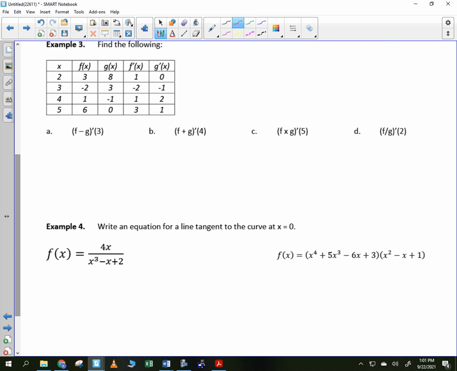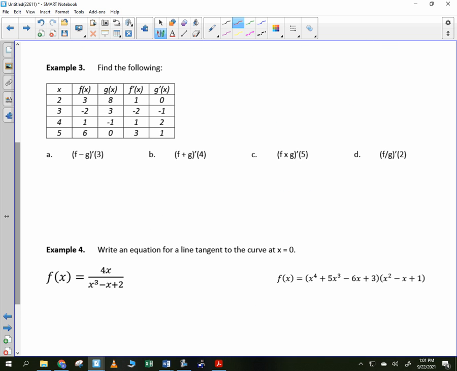All right, the AP exam is going to give you a problem like this, and you'll probably see a problem like this on your test. It says, find the following. Notice in the table, it says f of x and g of x for given values, and it says f prime and g prime. So it says, find the derivative of f minus g at 3. And what we've learned is you just take f prime of 3 minus g prime of 3.